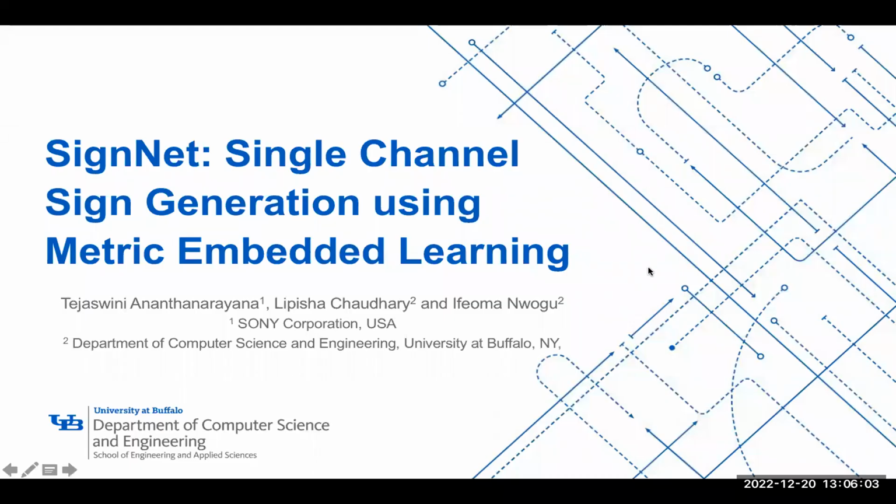Hi, this paper will be discussing SignNet, which is a sign generation model. Given text, the goal is to convert to sign language. The authors of this paper are Ananthanarayana at SUNY, Lipisha Chaudhary at the University at Buffalo, and myself, Ifeoma Nwogu, also at the University at Buffalo.